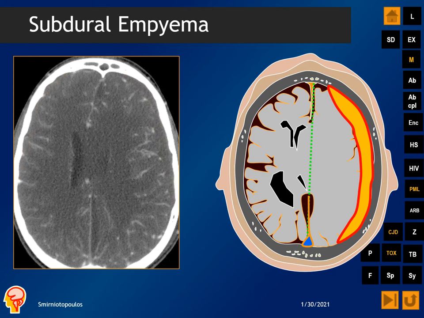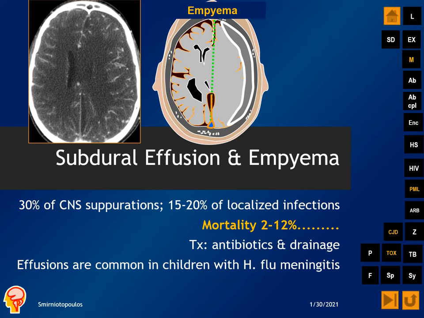Subdural effusions and empyema can occur as a result of a patient having meningitis. The mortality for these can be high, 2 to 12%. The treatment is antibiotics and drainage. And subdural effusions are very common in children who have H. flu meningitis, and they can be sterile. They don't have to be.